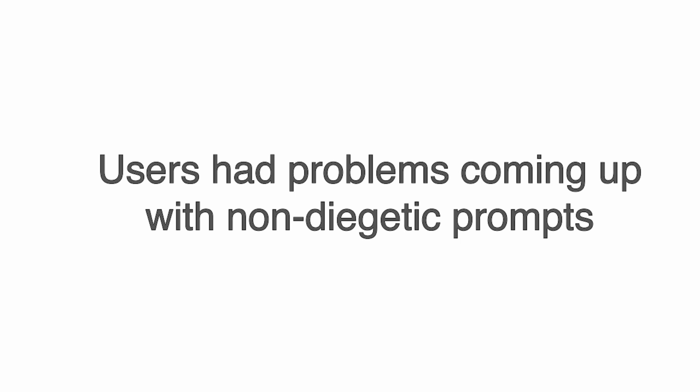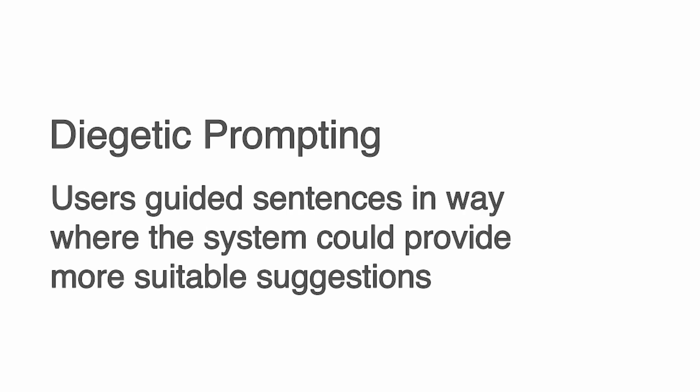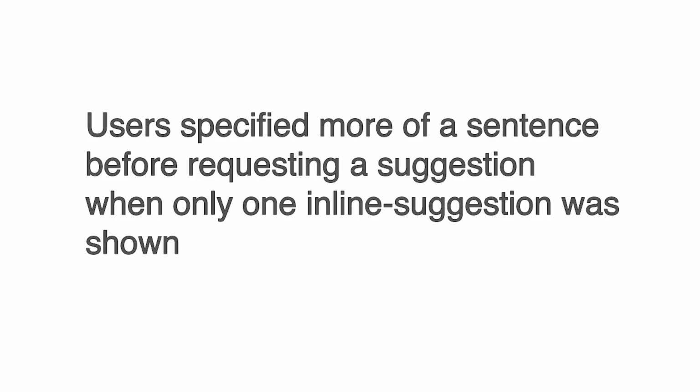In our study, we have found that the frequency of accepted suggestions was similar to related work, which gave us the confidence that the suggestions by the system made sense to the participants. The Likert question revealed that users had problems coming up with non-diegetic prompts. Indeed, this theme was repeated in the open feedback that the users gave, where they reported that instead of giving non-diegetic prompts, they rather guide the sentences in such a way where they could expect the system to give more suitable suggestions. However, we have noticed that when users were shown only one inline suggestion, they specified more of the sentences before requesting a suggestion.